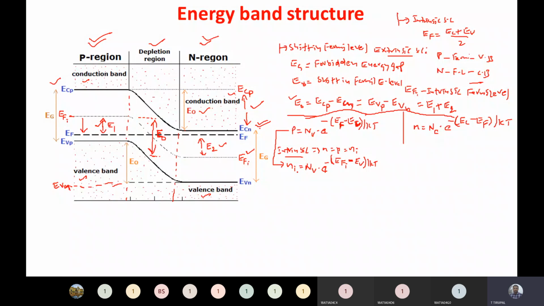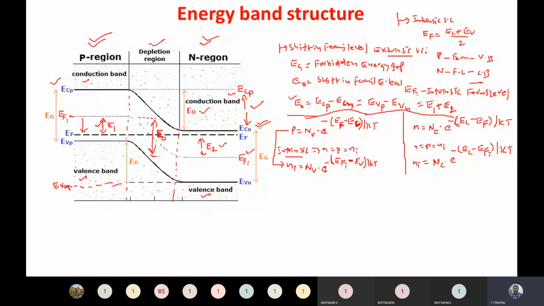So P I am replacing with Ni. Ni is equal to NV into e power minus of EFI minus EV divided by KT. Similarly, what about here for intrinsic? The same concentration here also, N is equal to P is equal to Ni. So instead of N, I am replacing with Ni. So Ni is equal to how much? Ni is equal to, now it is equal to Nc. What is Nc called? Effective mass of electrons in conduction band into e power minus of Ec minus EFI divided by KT.